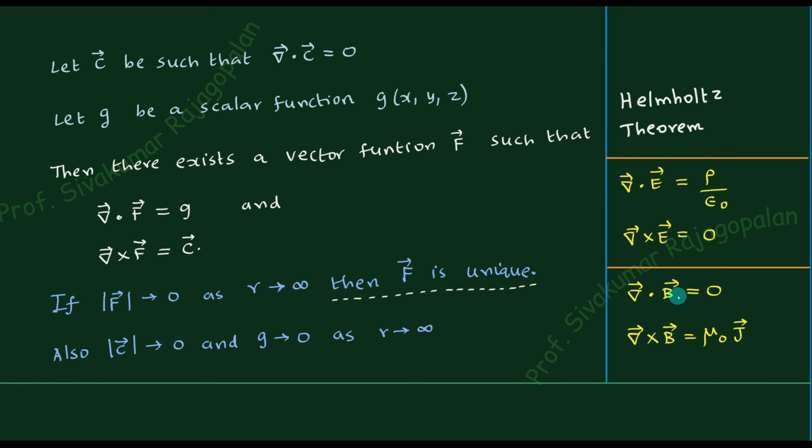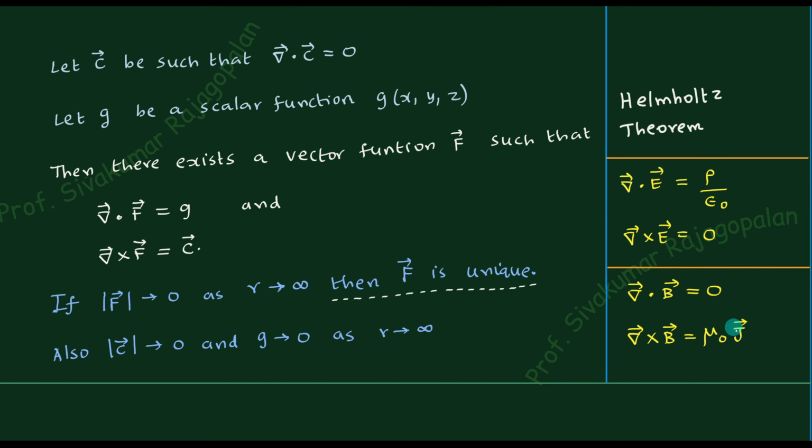And once again, you can apply the same idea to the magnetic field, where you already know that the divergence of B equals 0, which means that the function g is equal to 0, which is a scalar. And then the C vector is equal to mu naught times J vector. These things are known to you in the sense that we are only applying the current. We are only having the charge density. So consequence of that only we have this.